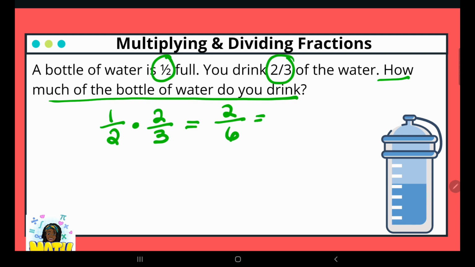So here I have 2 over 6, which can be simplified further. So now I have to ask myself, what is the greatest number that can go evenly into 2 and 6? That happens to be 2, so I'm going to divide the top by 2 and the bottom by 2, which gives me 1/3 again. So how much of the bottle of water did you drink? You drank 1/3.